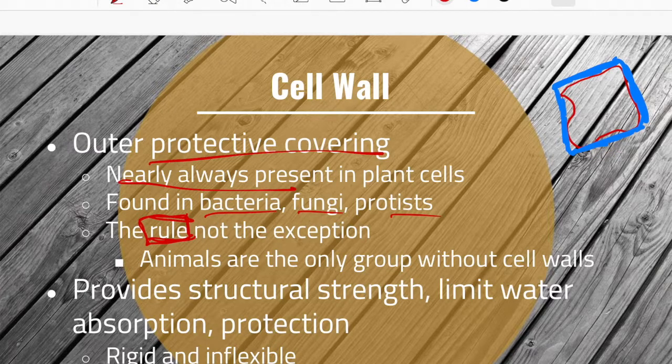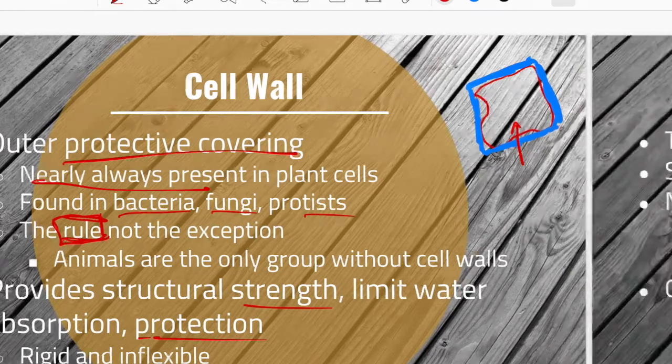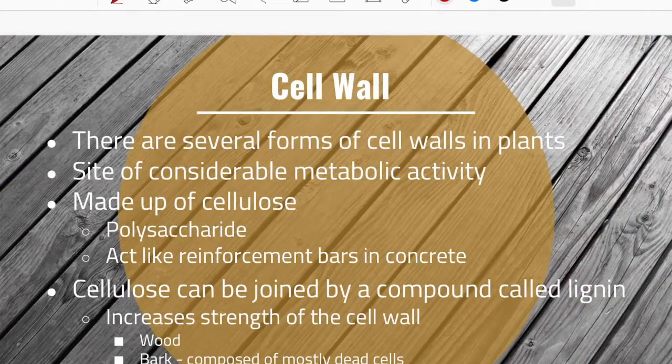Animal cells are the ones that don't have cell walls. Most everything else does, and it gives us strength, and it gives us protection. It limits the amount of water absorption, so we don't get too much or we don't lose too much out of it. It is rigid and inflexible. It has pores in it, and materials can move through the cell wall. There are several different types of cell walls in plants. So depending on the type of plant you can have different cell wall structure. There's a lot of metabolism happening in cell walls because it's controlling what's moving in and out.